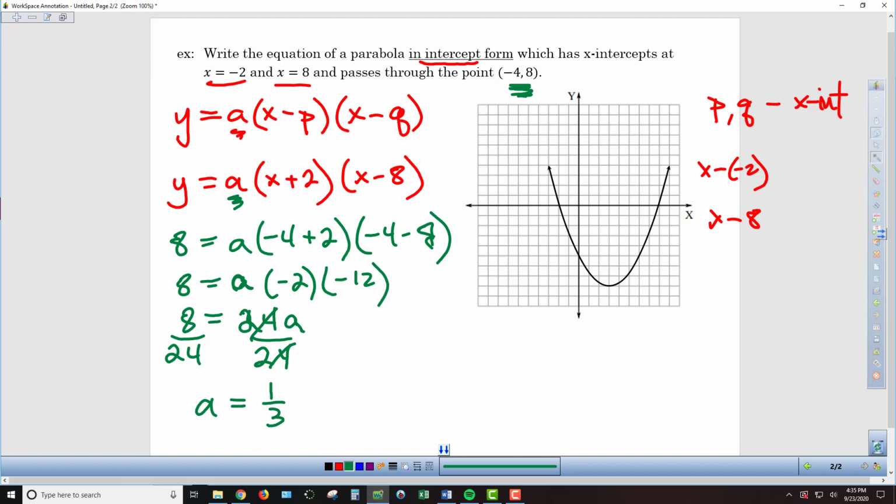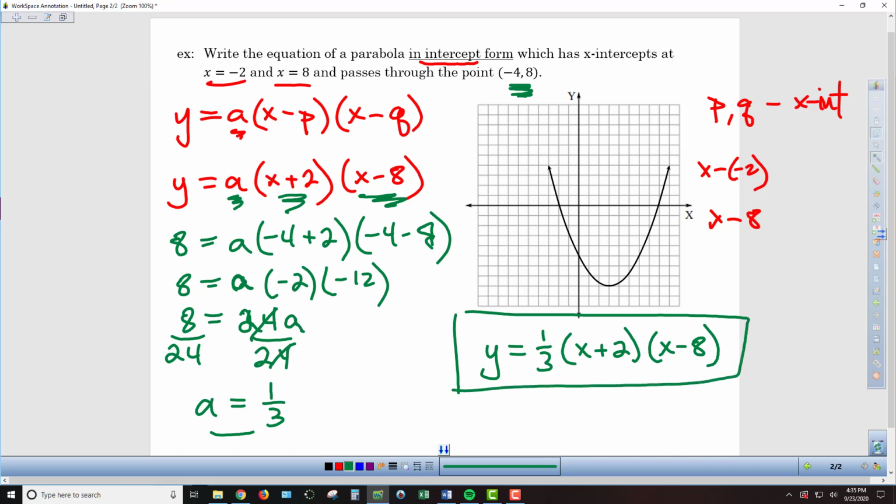Now, armed with this information, to go along with what we already plugged into our equation for the two x-intercepts, p and q, we can write our equation. We can go y equals, in place of a, I'm going to put 1/3, and then we've got the rest of it, x plus 2 times x minus 8.